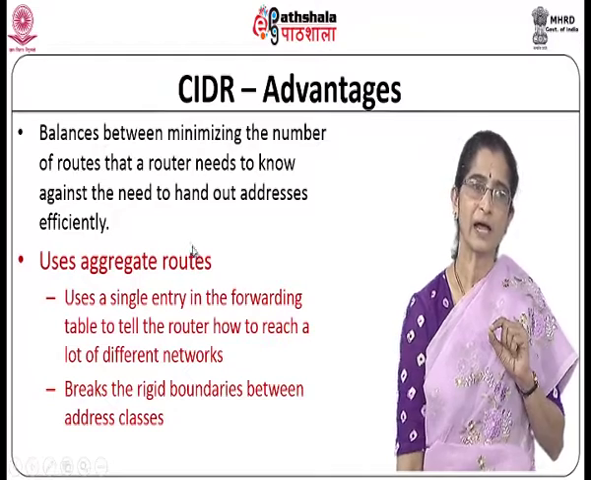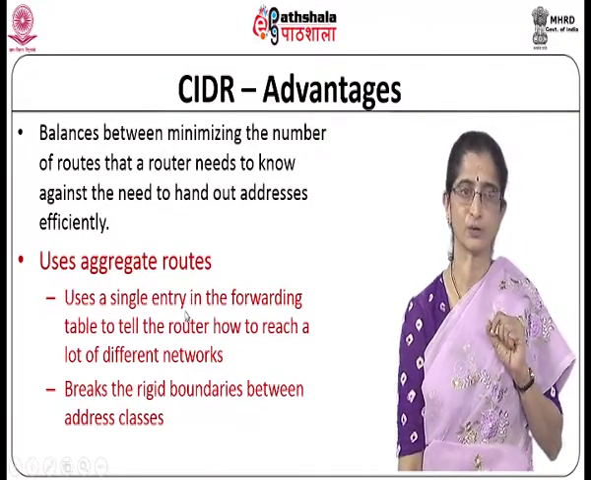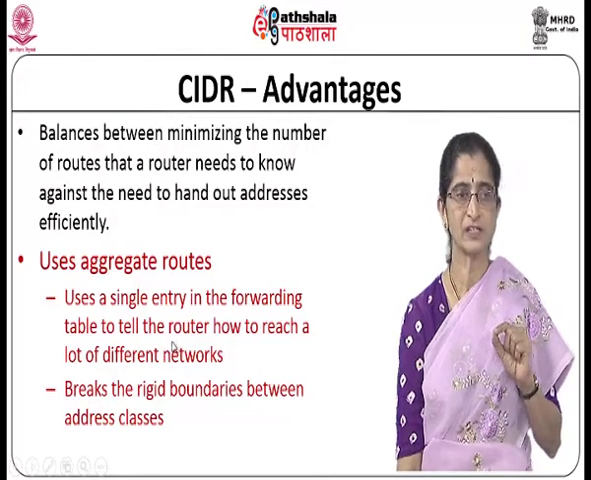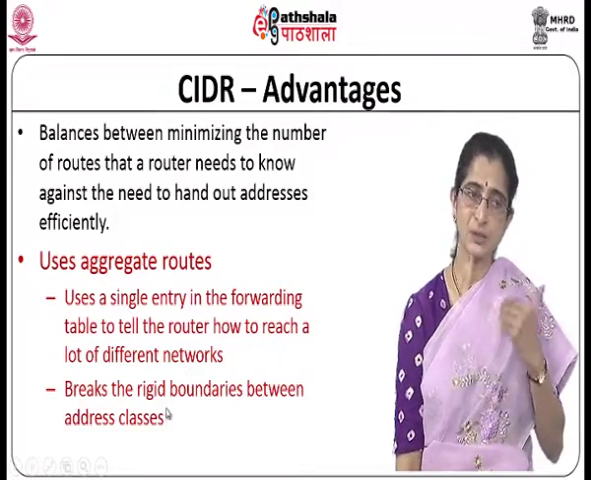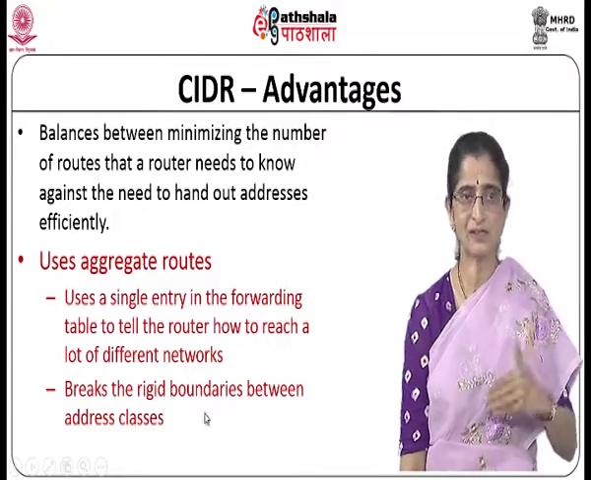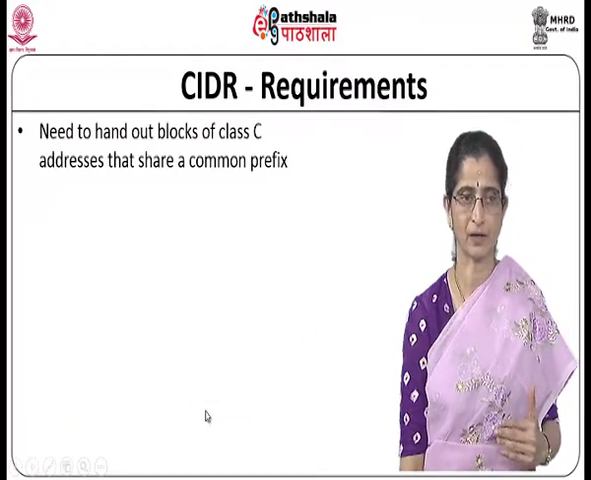Okay, and this CIDR mechanism also allows us to aggregate the routes. So, you can use a single entry in the forwarding table to tell the router how to reach a number of different networks. And so it breaks that rigid boundary that we have between the different address classes. So, it gives us a much more efficient addressing scheme.